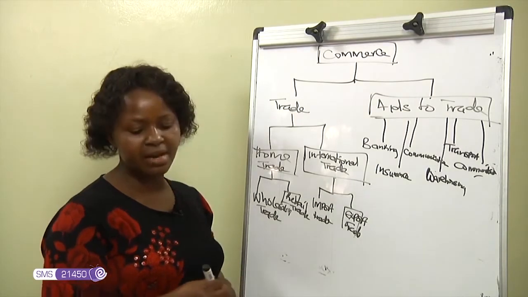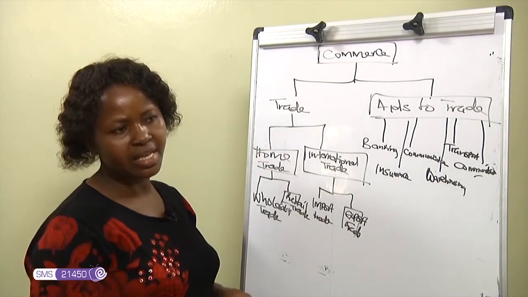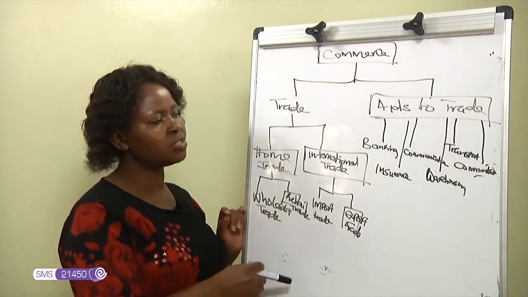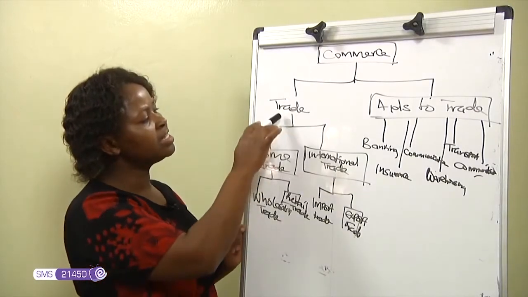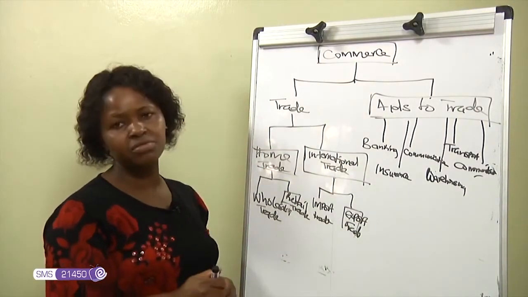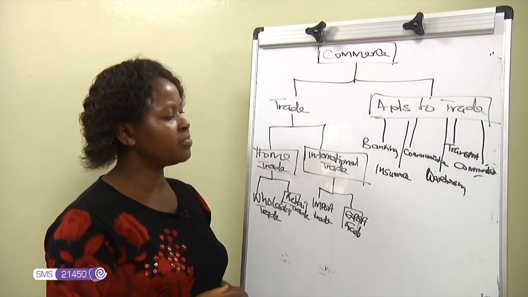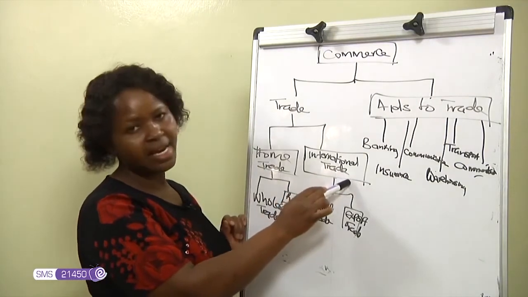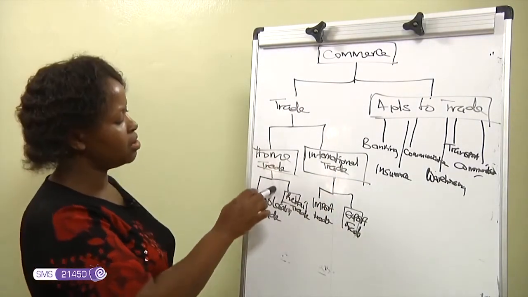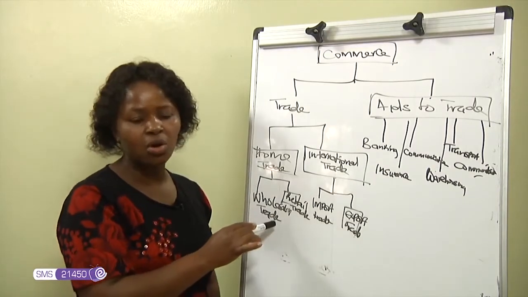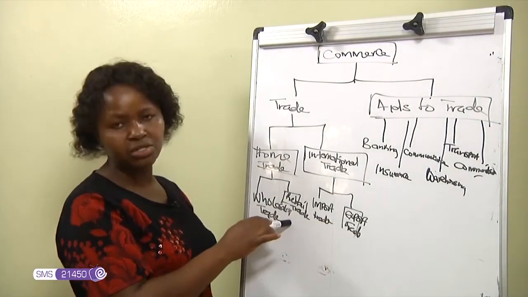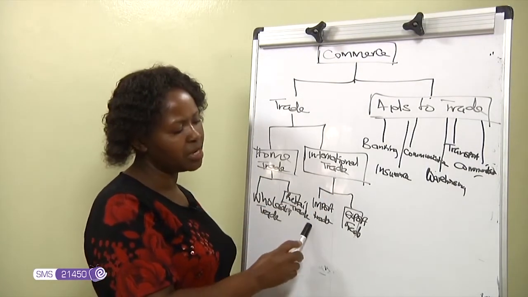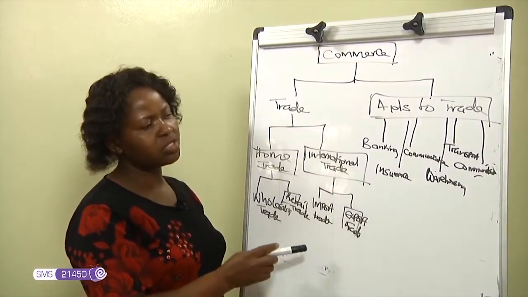And lastly, we have commerce, which is another branch of business studies which revolves around trade and aids to trade. We have defined trade as the exchange of goods and services at a profit. Trade is divided into home trade and international trade, where home trade is further divided into wholesale trade and retail trade. International trade is divided into import trade and export trade.